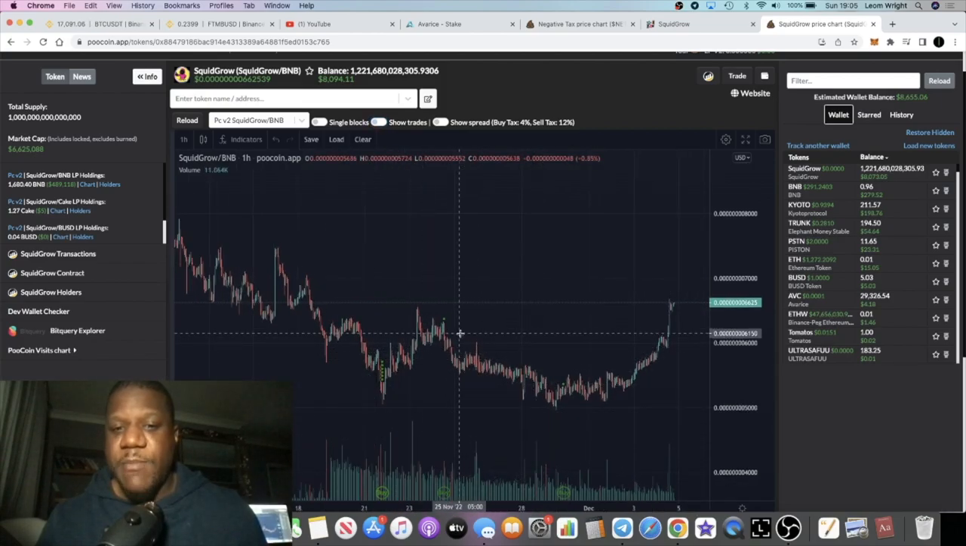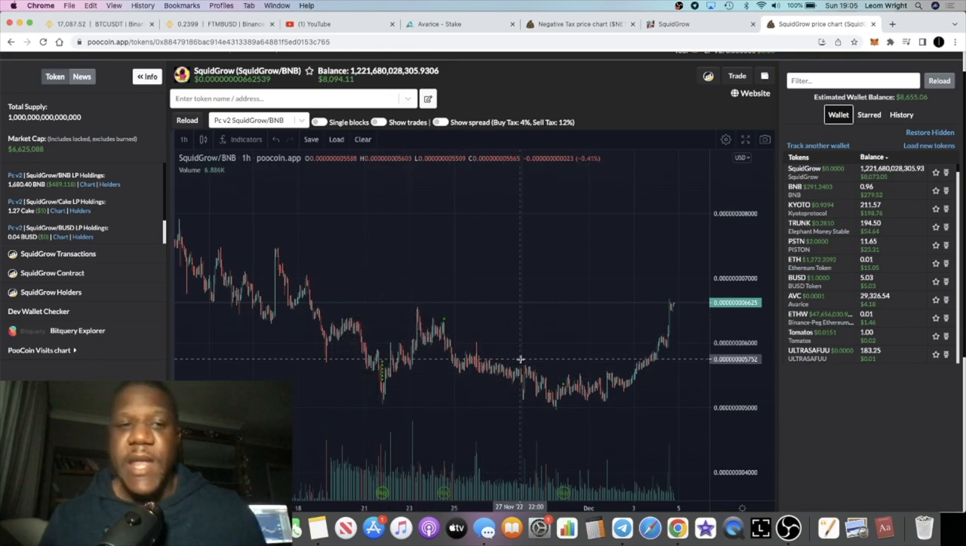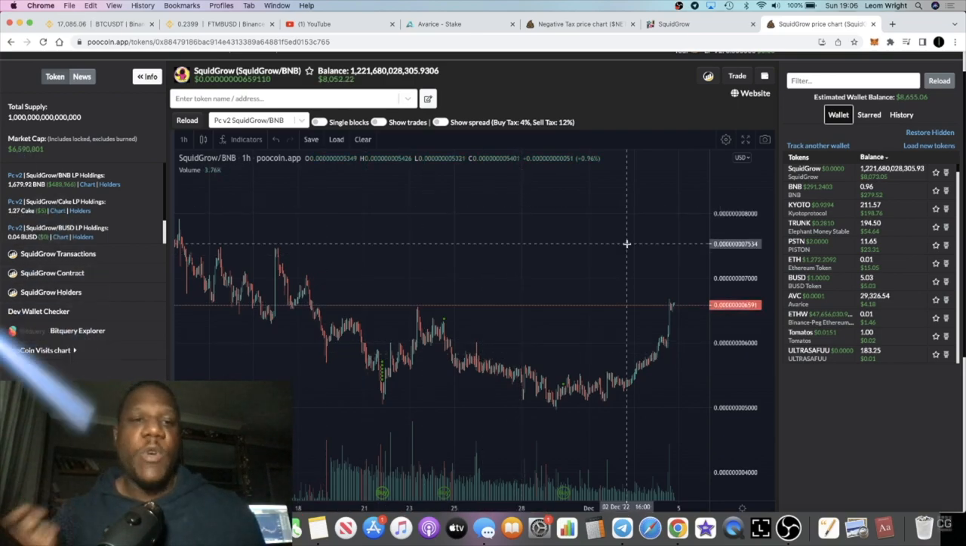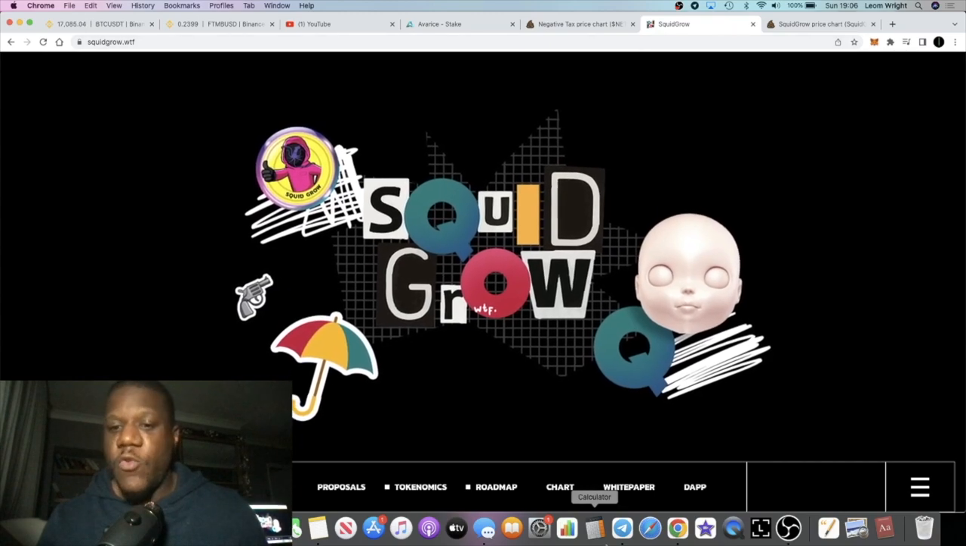As you can see, the chart is getting some nice upside at the moment, and I am averaging into further positions. You can see these buy orders coming in, and every now and again I look at the chart, and as the prices are coming down further, I buy a little bit more Squidgrow and hold it. Okay, guys?